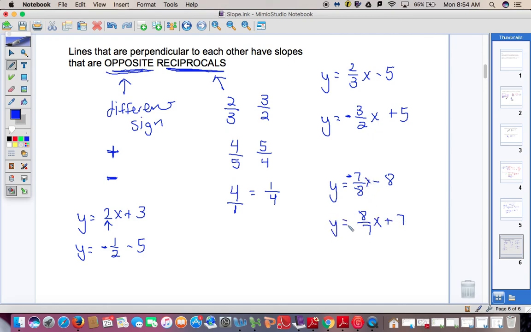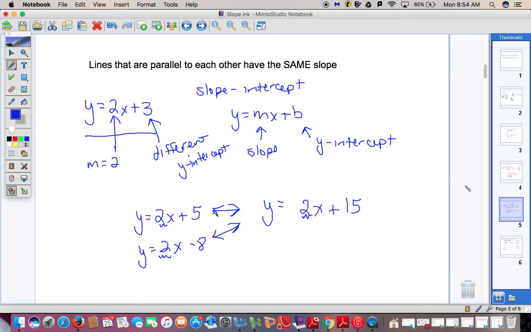Okay, so all we're looking for right now are the slopes. Perpendicular lines have opposite reciprocals as their slopes. Parallel lines have the exact same slope.